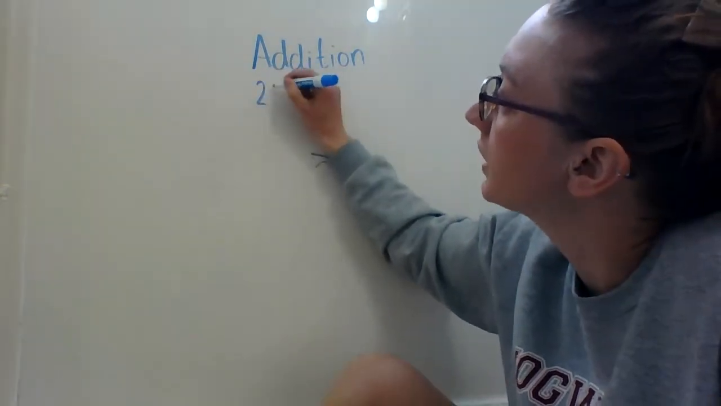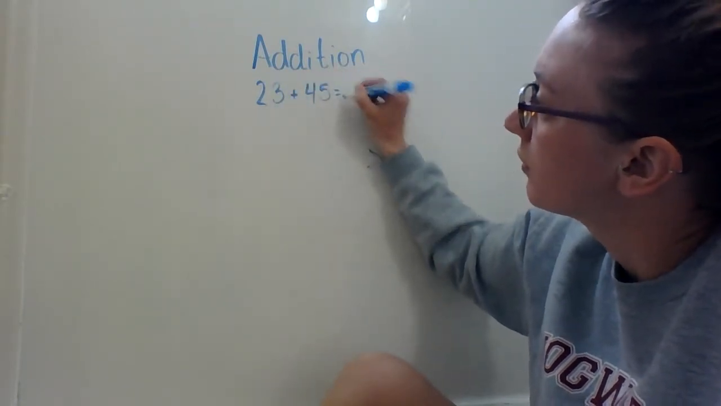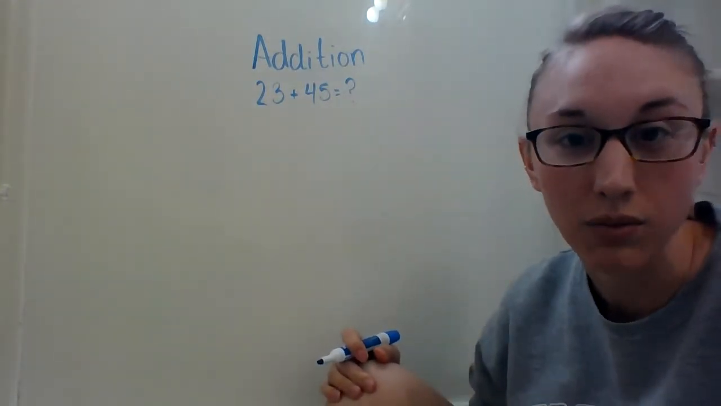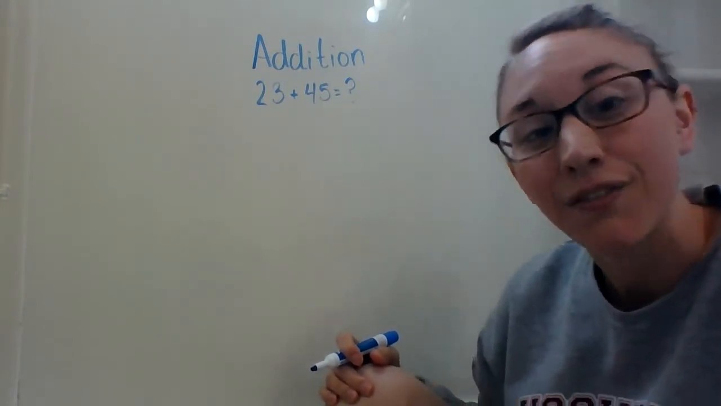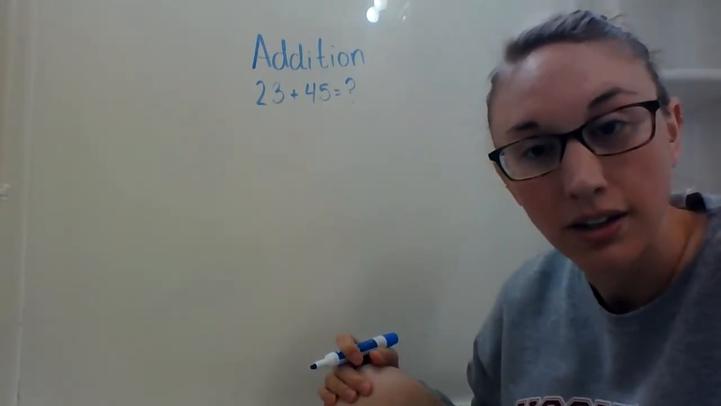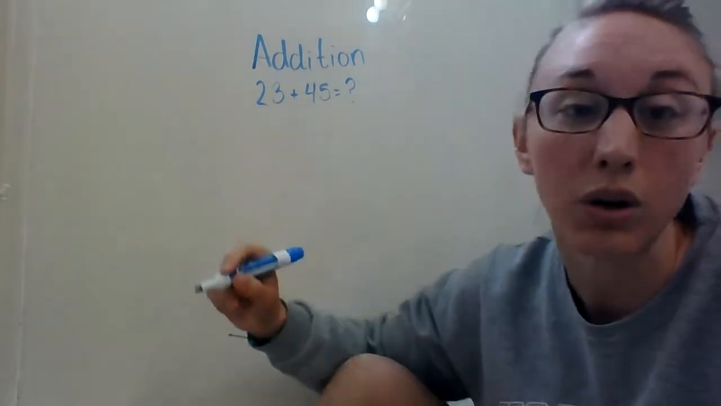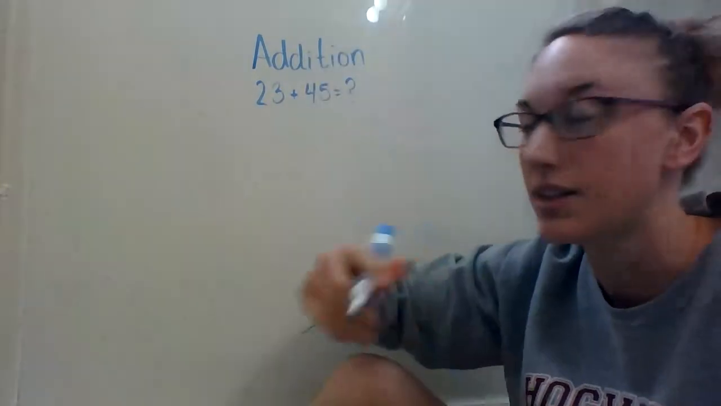Let's say 23 plus 45. We have to figure out what that equals. So one of the easiest and most efficient, that means fast and accurate, strategies that we can use is just the regular traditional strategy, where we stack those numbers on top of each other and then add the ones place and add the tens place.